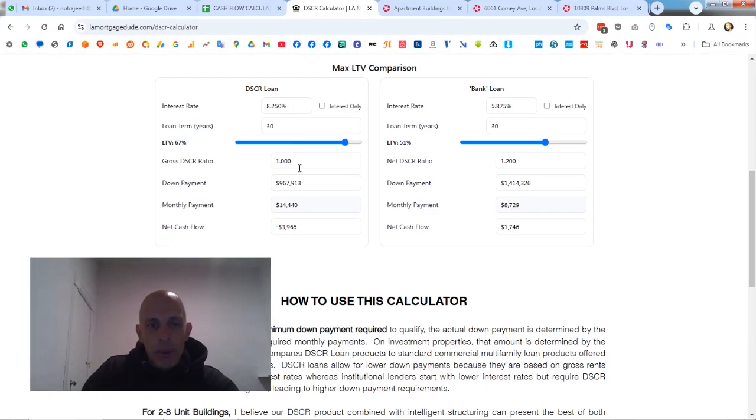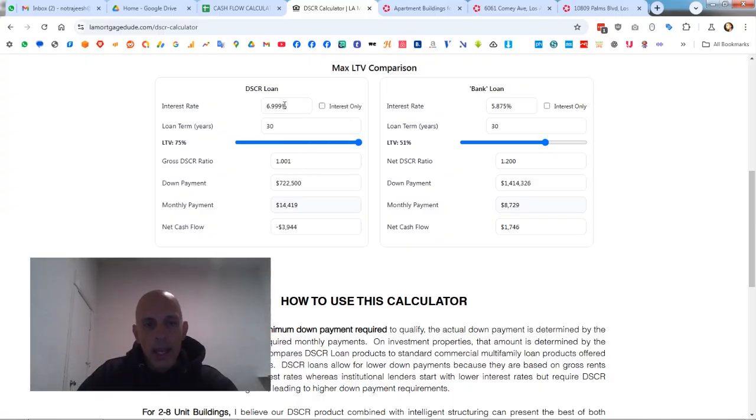But let's say you put a bigger down payment. Let's say you put the same $1.5 million down, or 55% down, because the purchase price has not changed. Now your DSCR ratio is at a 1.357. That means you just unlocked a different interest rate.